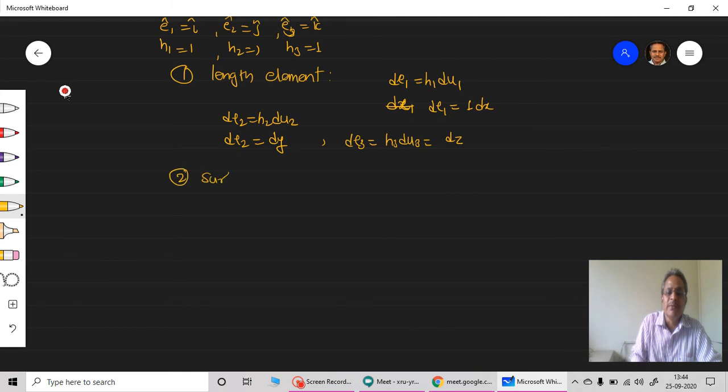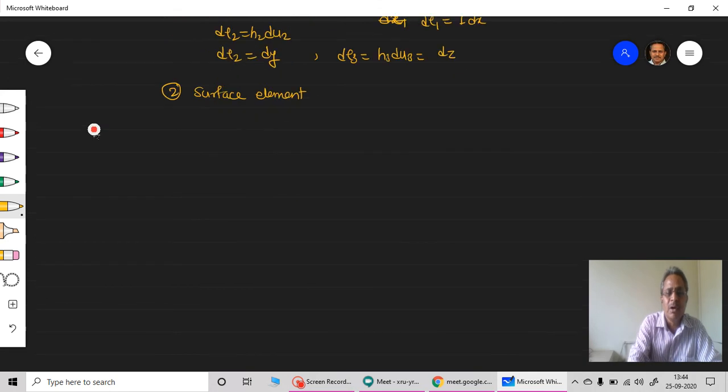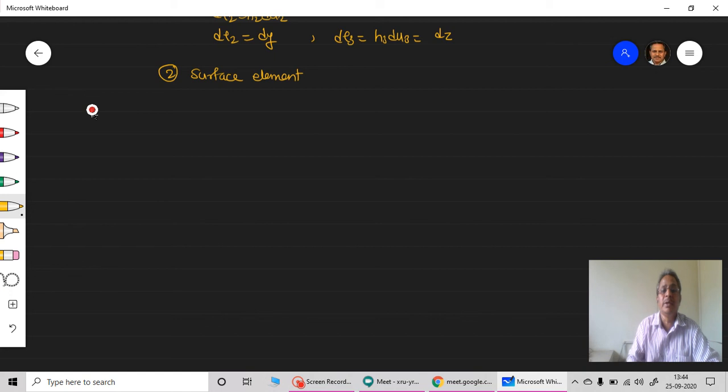Then surface element, remember we are just going to repeat the same things for all the others. So this is given by dA1. If I am supposed to take the area of dL1 multiplied by dL2, this will be given by h1 into du1 into h2 multiplied by du2. Therefore it is h1 h2 into du1 du2.